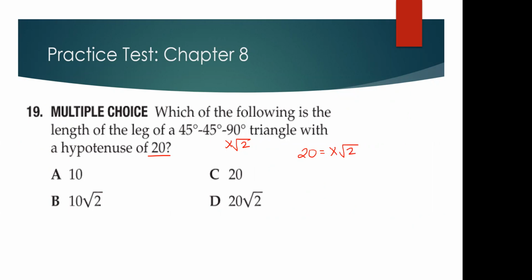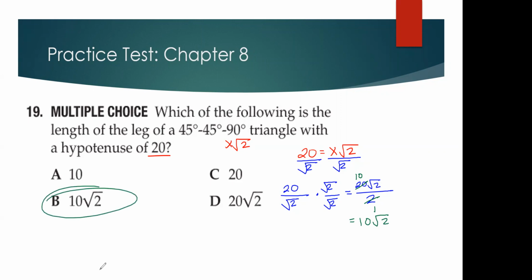Okay, then we're going to isolate x, and we're going to divide both sides by the square root of 2, and then 20 divided by the square root of 2, I need to multiply by the square root of 2 over the square root of 2, and that would be 20 times the square root of 2 over the square root of 4, which is 2. And then I can simplify here, because 20 and 2 have a common factor of 2, so 2 goes into 2 once, and 2 goes into 20 10 times. So I'm left with 10 times the square root of 2. Okay, and that would be b.